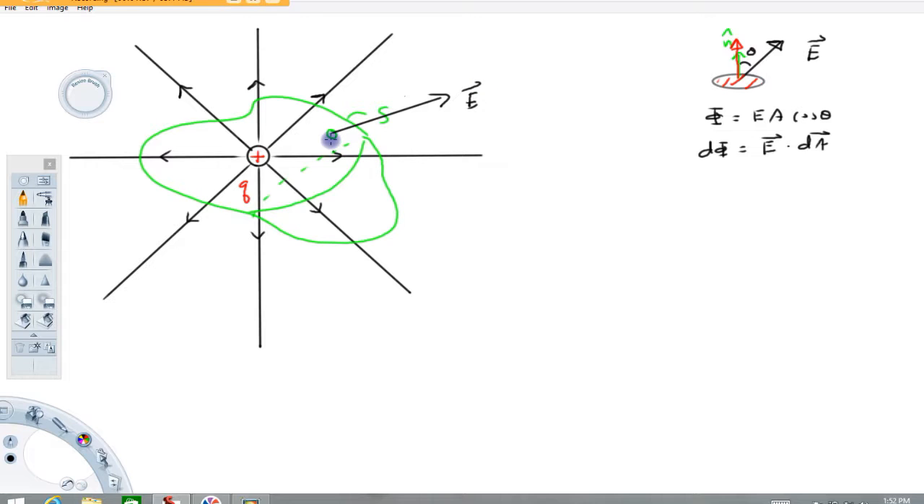Now, it is not necessarily normal to the surface. In fact, it's probably not. The normal might look something like this. And again, that would be the normal direction. It actually makes a right angle to the surface. Now you'll notice there's an angle between them. I can say that the flux through this little tiny piece is equal to the magnitude of the field times the area of this little piece times the cosine of the angle between them.